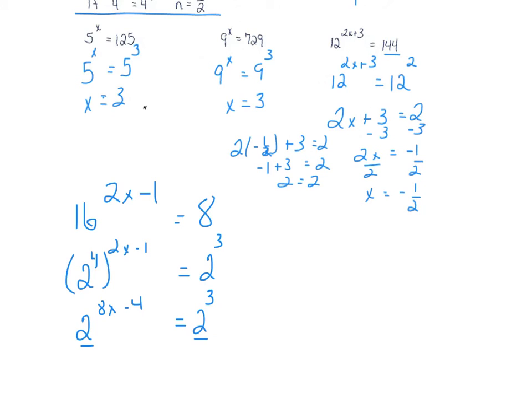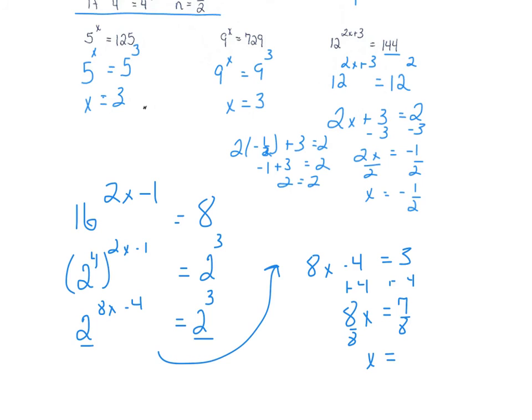Now I have the same base, so I can set my exponents equal to each other. 8x minus 4 equals 3. Add 4 to both sides. And 8x equals 7. Divide by 8. And x equals 7 over 8.